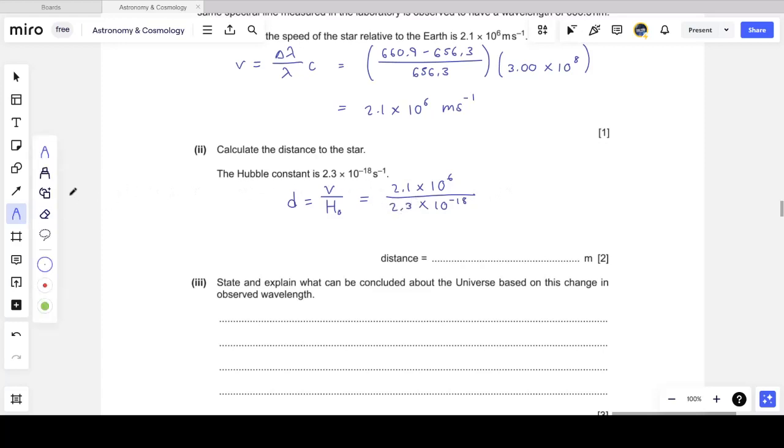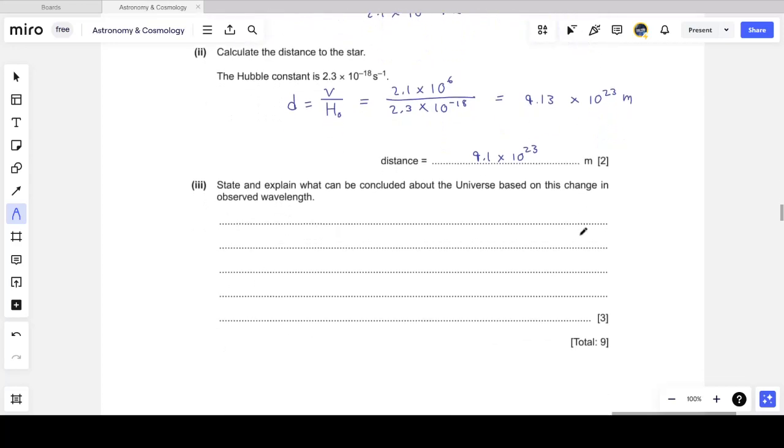And what this gives us is that the star is a distance of 9.13 times 10 to the power 23 meters, or 9.1 times 10 to the power 23 meters to 2 significant figures. So that's a very large distance away, as we'd expect.